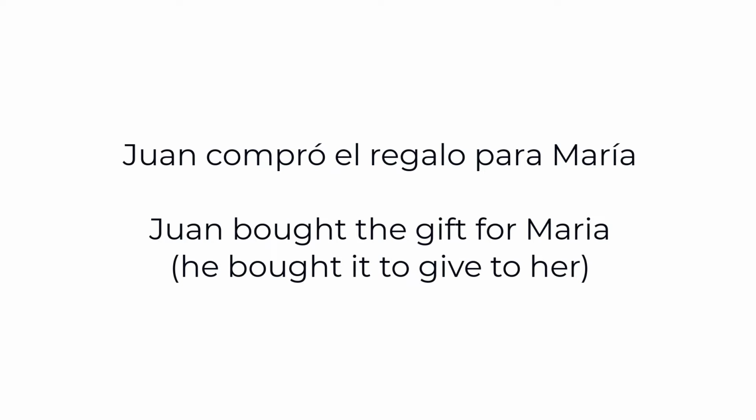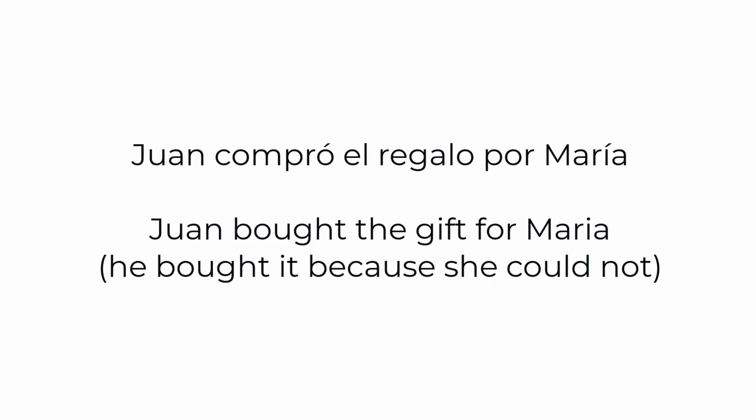So if you look at this sentence, for example, if I want to say that Juan bought the gift for Maria, I would say Juan compró el regalo para Maria. Juan bought the gift for her. Like Juan was gifting something to Maria. And in this case, I use para.